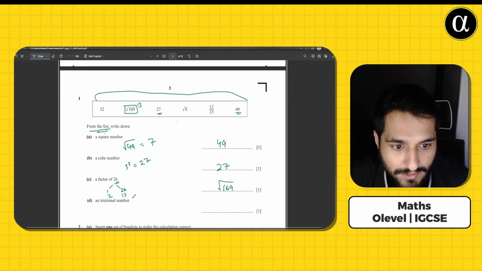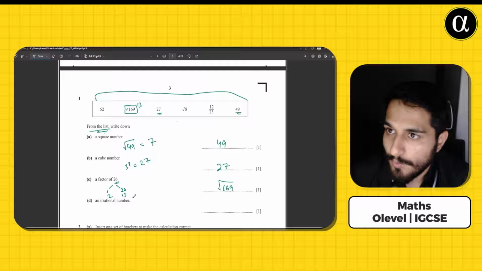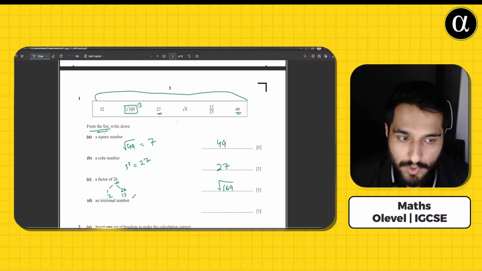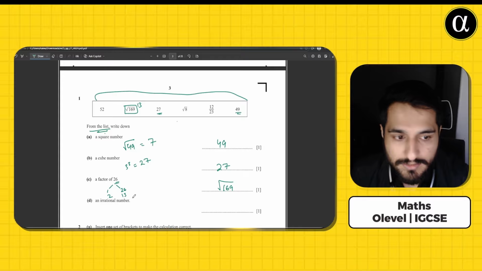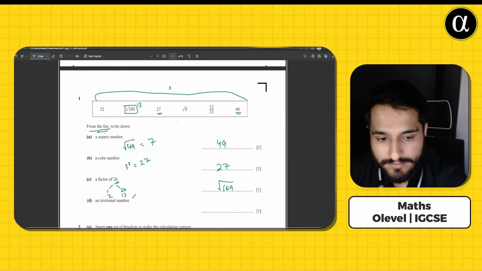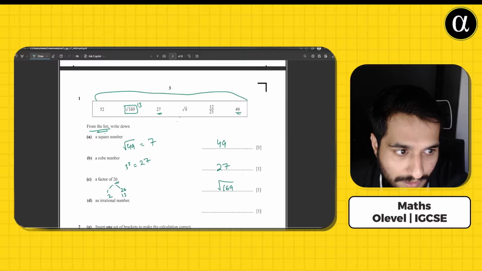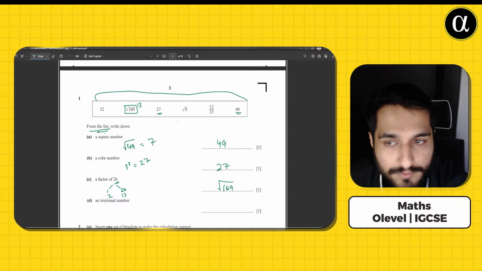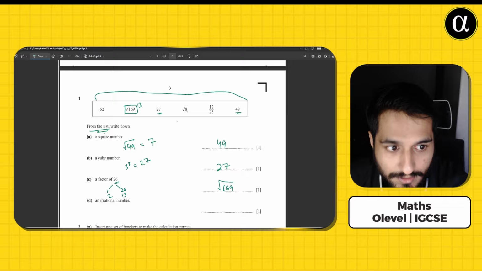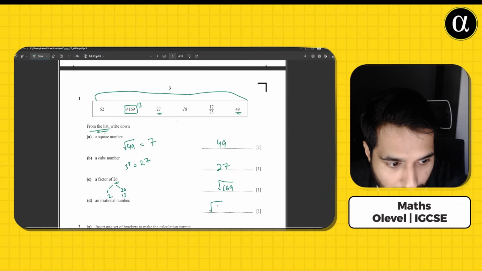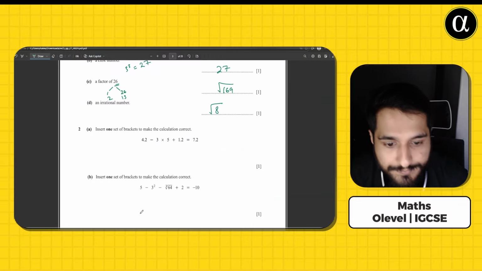Now the last one is an irrational number. These are such square roots or cube roots that when you solve them, they may give you a decimal answer, and you may need a calculator to solve this, right? And so we say the root of 8 is going to be irrational. Why? Because the root of 169 is 13, so the root of 8 is going to be an irrational number. So we say it's going to be the root of 8.